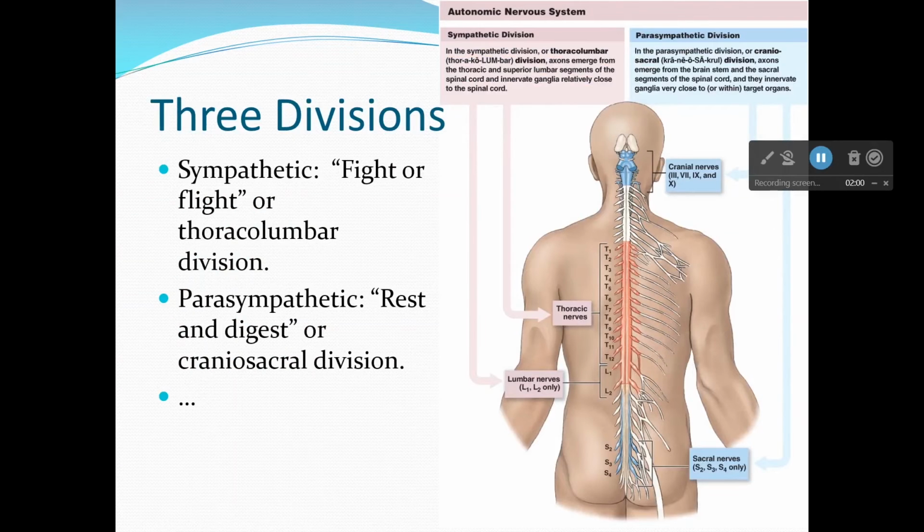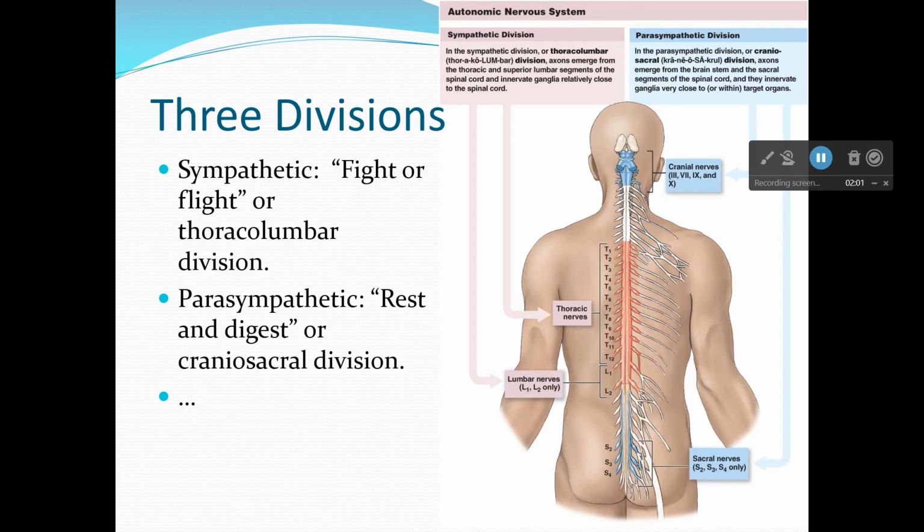Okay, so our three divisions: sympathetic and parasympathetic. The division is both anatomic and functional. The sympathetic division is in fact stimulatory. It's a fight or flight system, but it is also found in the thoracolumbar spine, in the center of the spinal column. So in addition to sympathetic, we call it the thoracolumbar division because of where it emerges from the central nervous system.